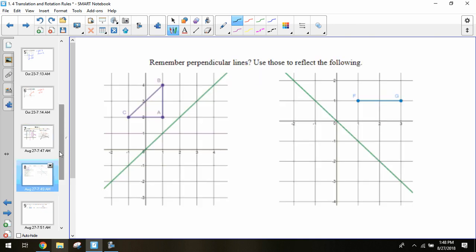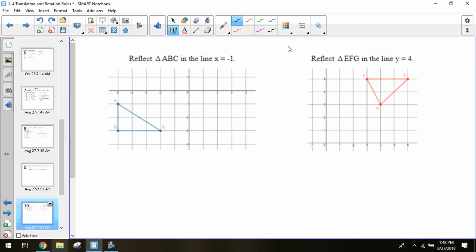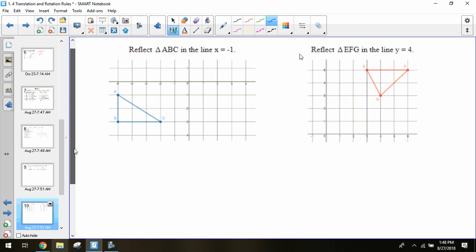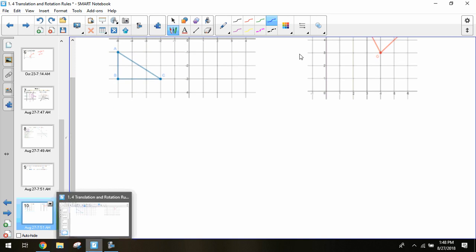So I'm actually going to skip this one, and I'll come back to it. We're going to go to this. So we have triangle ABC, and we're told to reflect it over the line x equals -1. Now, x equals -1, we need to remember these lines back from Algebra 1 to be able to know what line I'm actually reflecting over.